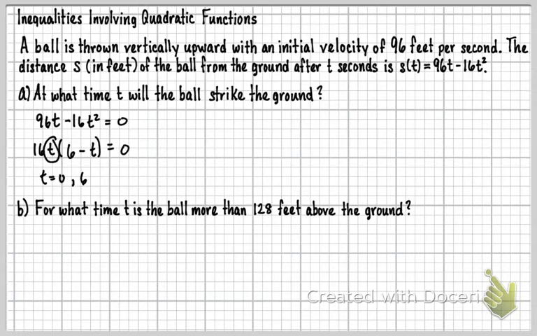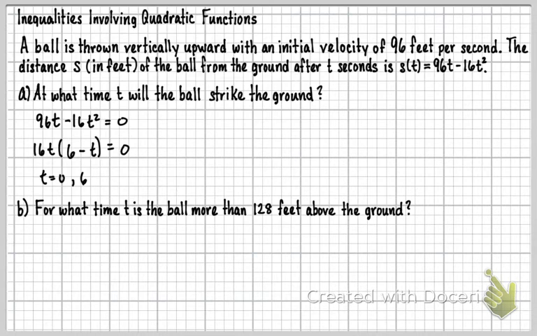So if I put 0 there, it's 0 times anything. Whatever happens in here is going to be 0. And if I plug in a 6 here, what's 6 minus 6? It's 0. So then I have 0 times all this, which is still 0. So it's 0 and 6 for t here.